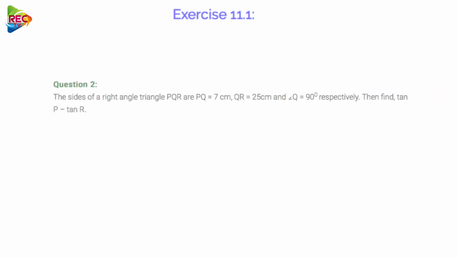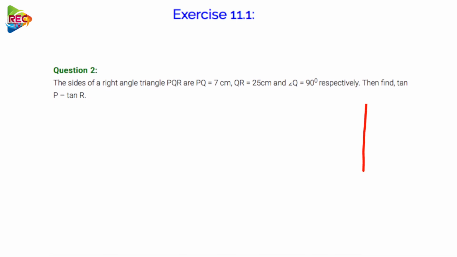Second question, the sides of a right angle triangle PQR: PQ equal to 7 centimeters and QR equal to 25 centimeters and angle Q equal to 90 degrees respectively. Then find tan P minus tan R. First you draw the right angle triangle.